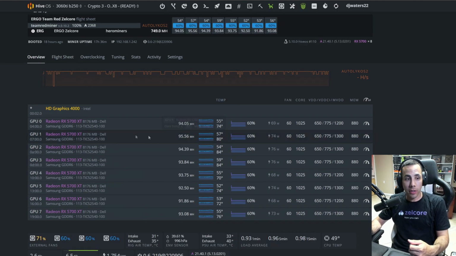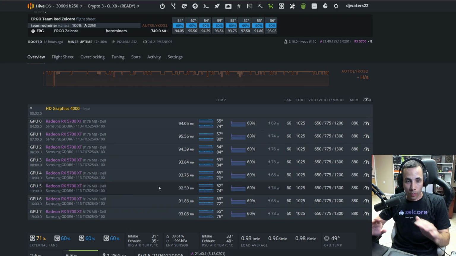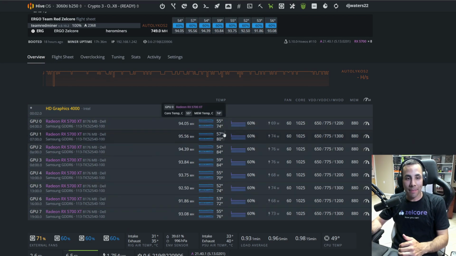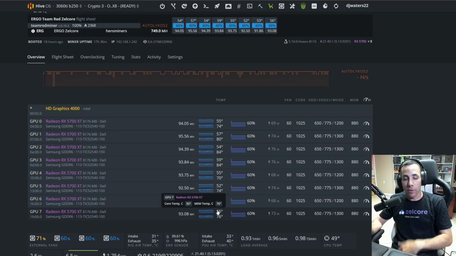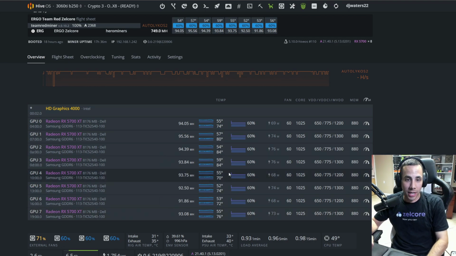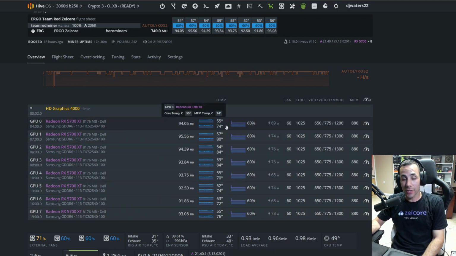Here's another Octominer. This one is all 5700 XTs. Feel free to pause the video if you need to see anything. I have the fan set to auto with a minimum of 60%. Maybe I'll even lower that, but absolutely, the room is cooler running ERGO. I love everything about it. All the memory temps, wow, beautiful. On Ethereum, with the same setup, it was at least 10 to 15 degrees warmer. Loving everything about it.